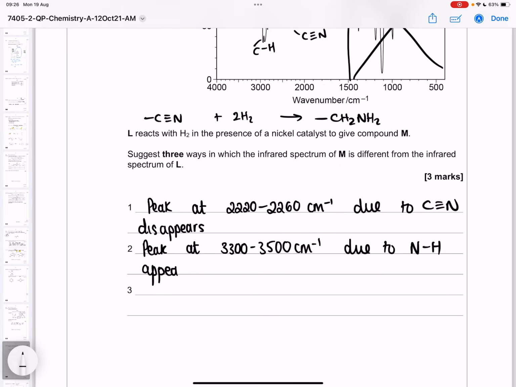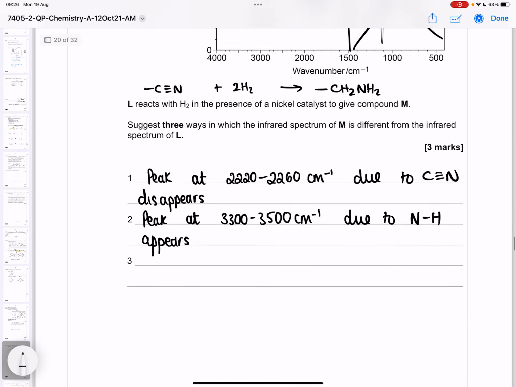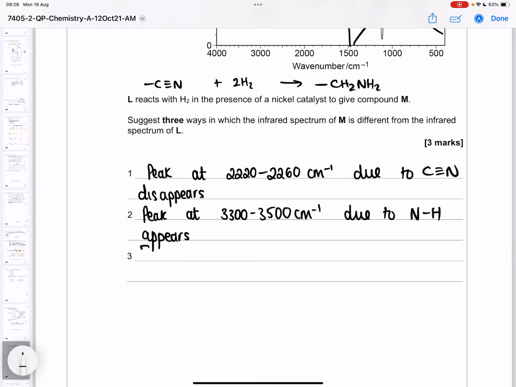You're thinking, well, I've got 3 lines here and I've said everything that's going to change. The other thing that will change is the bit that you've crossed out. The fingerprint region is unique to each compound, so the fingerprint region will be different.